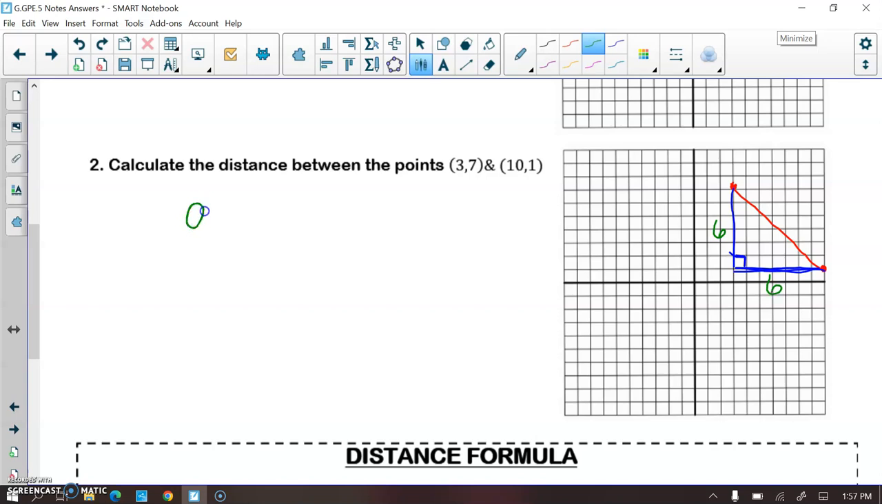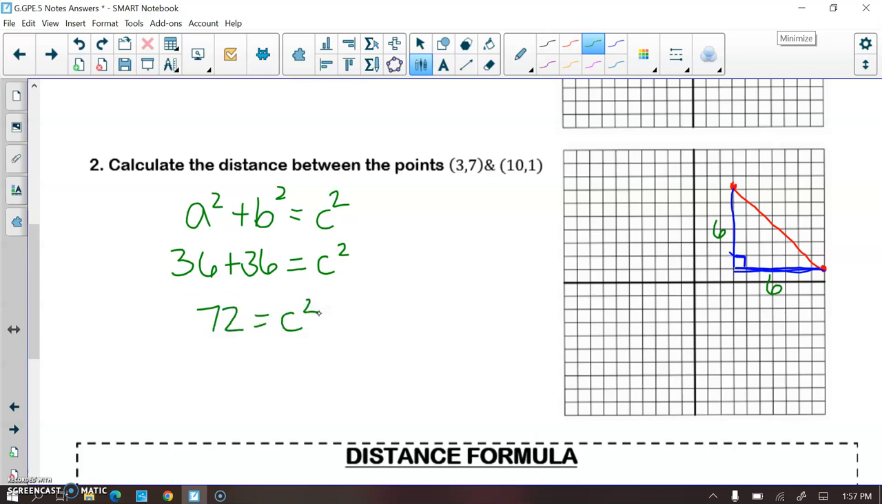So using a squared plus b squared equals c squared, c is the one we're trying to find. And so 6 squared is 36, plus another 6 squared is 36, and that equals c squared. And you wind up with 72 is equal to c squared. And we take the square root of both sides. I didn't tell you whether to do this in simplest radical form or whether to round and type this into your calculator, so we're going to review both ways.